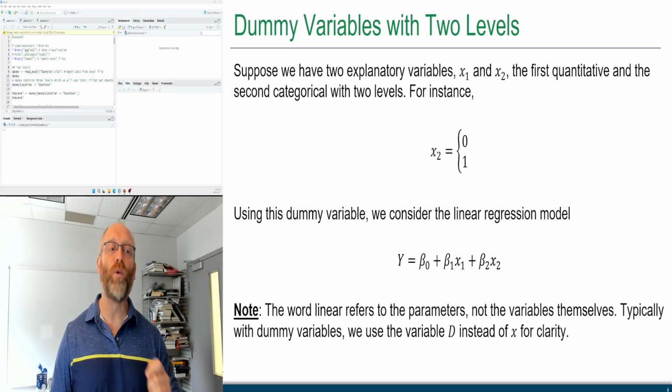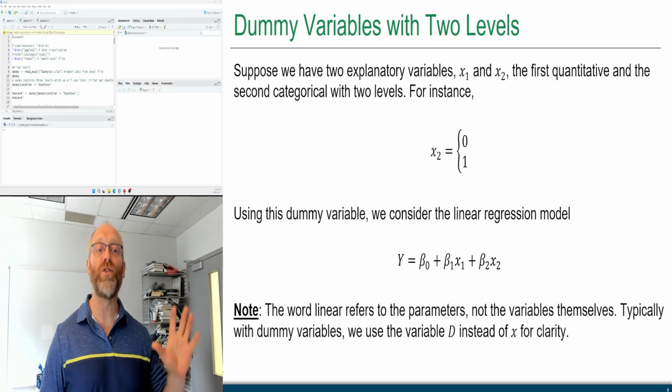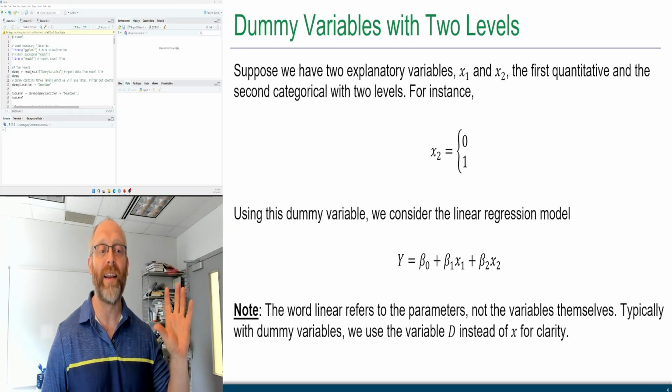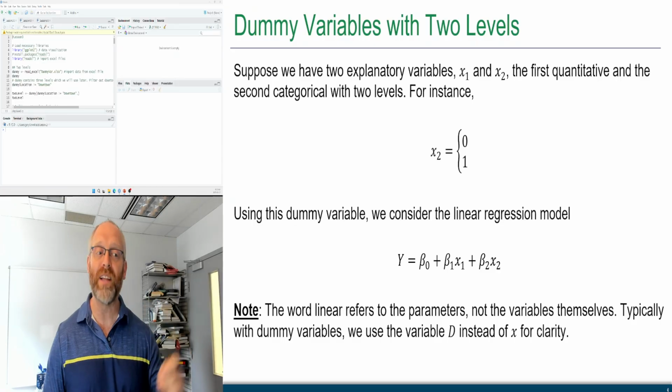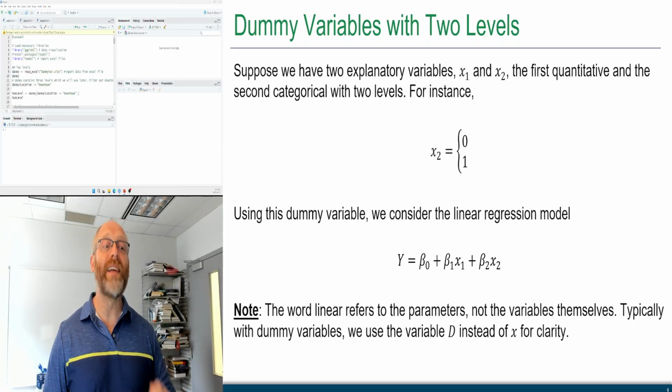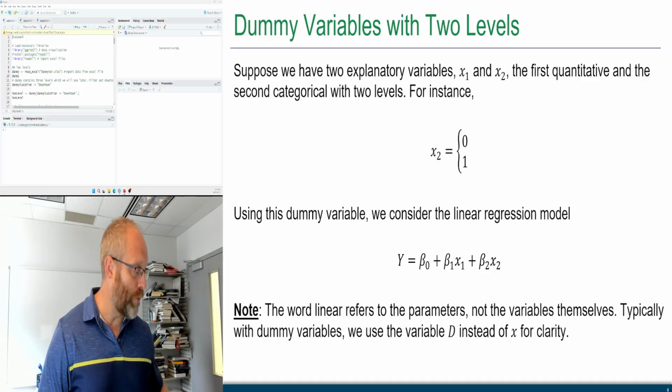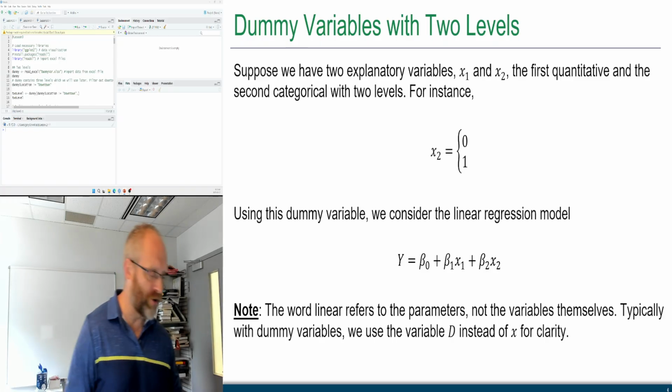And again, it can only take on 2 levels. So right now, we're just going to reference them as 0 and 1. 0 represents the first level, 1 represents the second level. So using a dummy variable, we consider the following regression model or linear regression model.